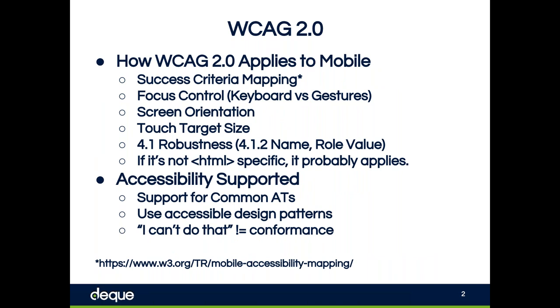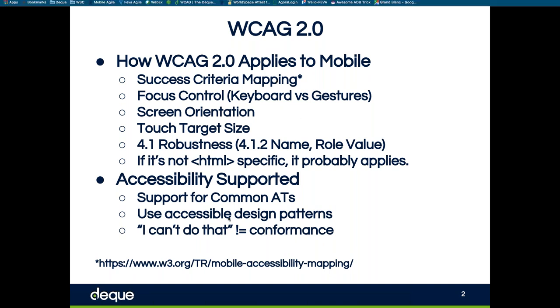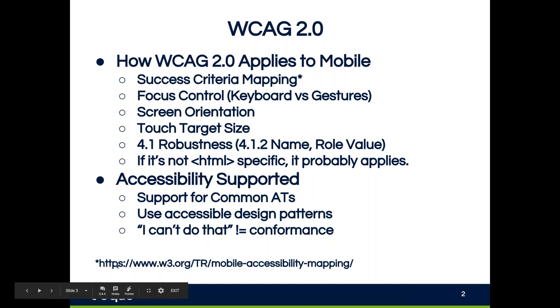So first thing I want to point out is there is a success criteria mapping. This was put together by the Mobile Accessibility Task Force. And the link for it is down here, https://www.w3.org/tr/mobile-accessibility-mapping. That is available. It has a lot of great information on there.